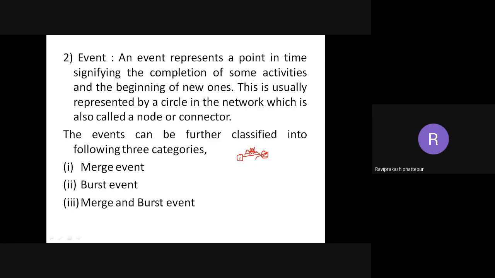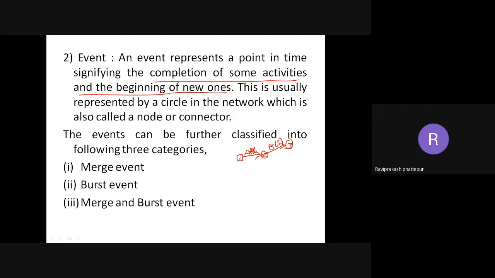So the event, if you see here, starts from this particular node and ends at the second. That is what they are telling you here. It is usually represented by a circle, signifying the completion of some activities and the beginning of new ones. So after this, there could be one more activity. It could start here like this and end at 3. The activity could be B, and it could take 5 hours. This is how we are representing it. So an event is usually given by a circle, also called a node or a connector.